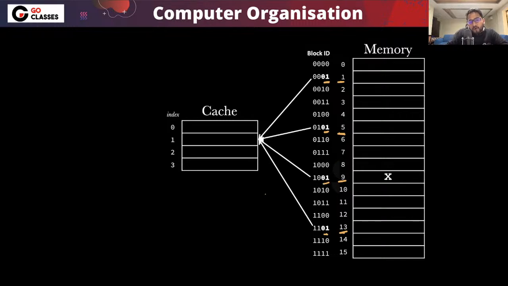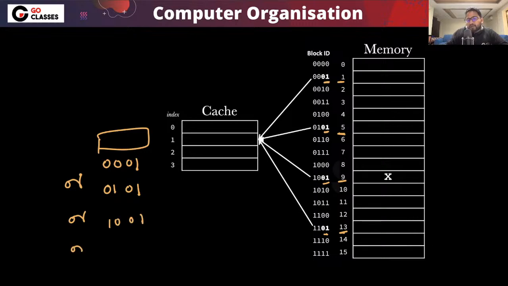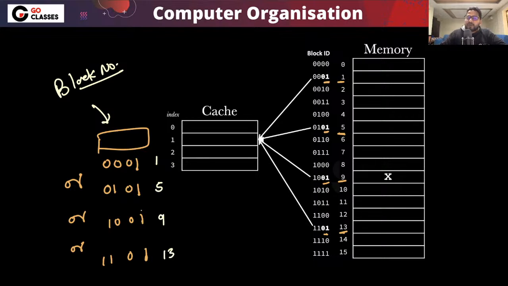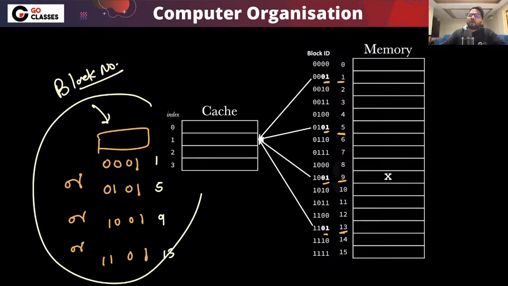So I want to store the block number here in binary. Either I will be storing 0001, or 0101, or 1001, or 1101. This is the complete block number. I will say that either block number 1 is present, or block number 5, or block number 9, or block number 13. I can completely store the whole block number here.